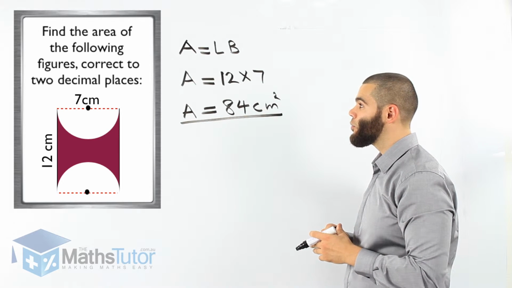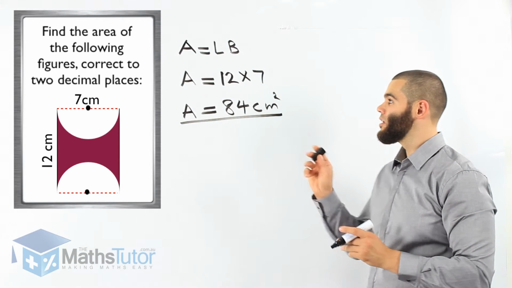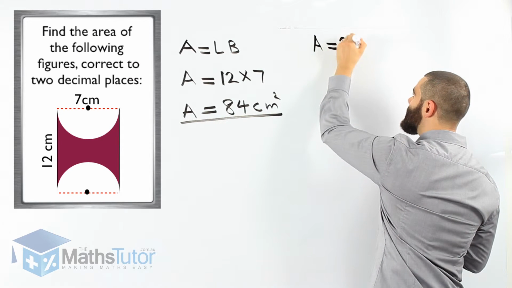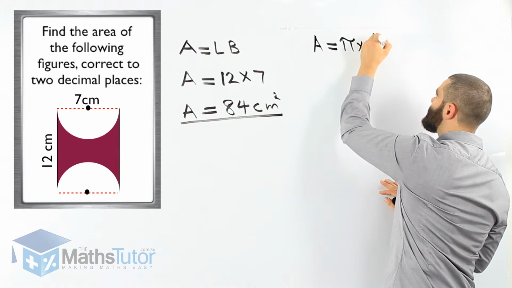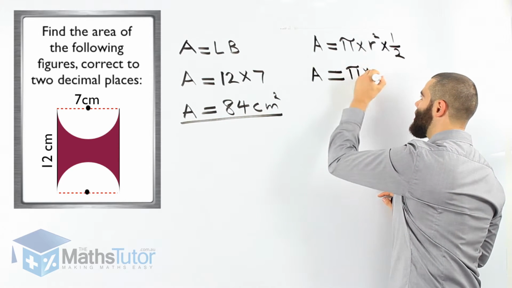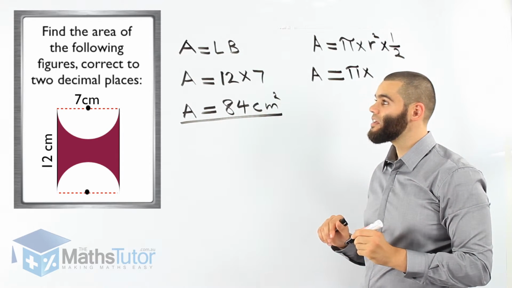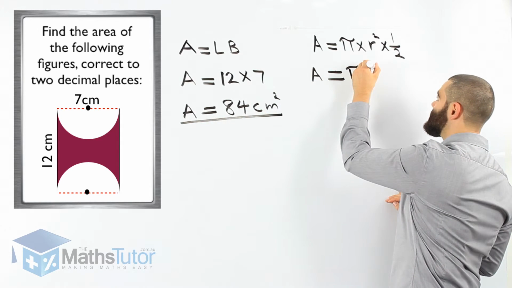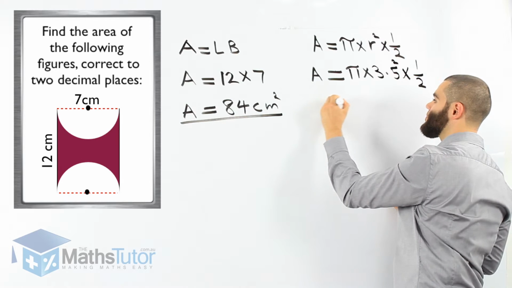The two semicircles, we notice they are the same size. So we need to only work out one, then times it by 2. The area of a circle equals pi times the radius squared, that is one full circle, times it by a half to get a semicircle. The radius is half the diameter. We can tell that the 7 is the diameter of the semicircle. We need the radius. Half of 7 is 3.5, squared, times half to get a semicircle.